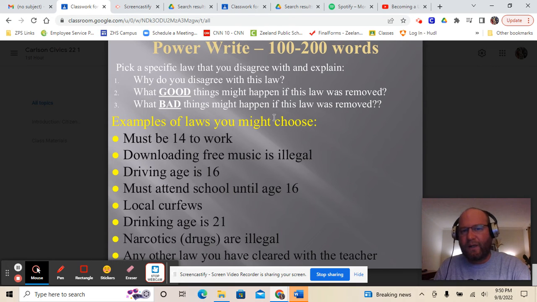So the same thing. What good things could happen if this law was removed? 3 to 4 sentences about that, fully explaining it. And then for number 3, what bad things might happen if this law was removed? Another 3 to 4 sentences.